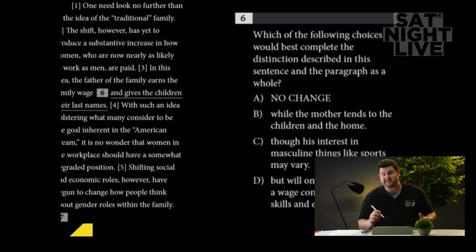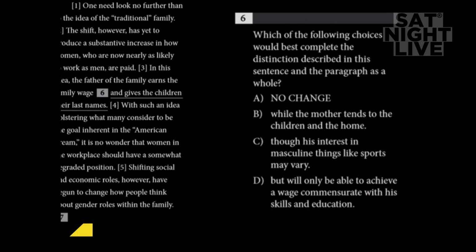It's easy when you're in the SAT trenches to treat all of these longer problems as if they were saying the same thing, that they just want something that matches what's going on in the passage. But your question task here really needs to be noticed. And one of the ways I could do that is with my pencil. Which one of the following would best complete the distinction that's described in this sentence and the paragraph as a whole? Now I have something.